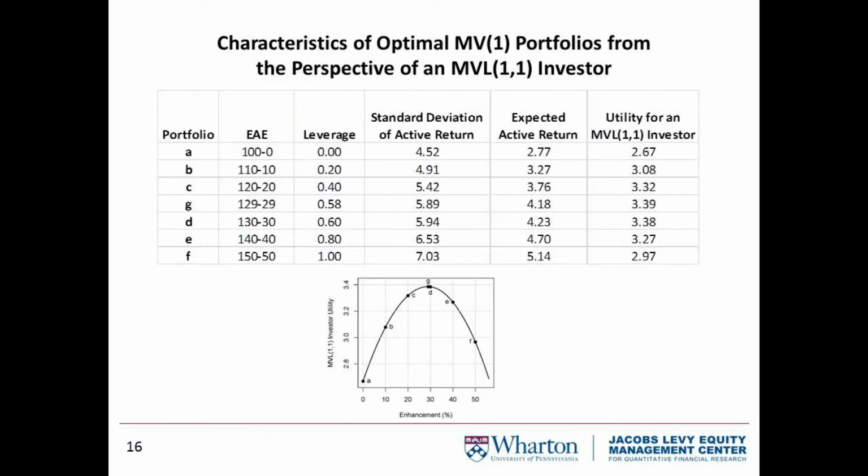Now let's re-examine the characteristics of the optimal mean variance portfolios that Ken spoke about, but from the perspective of this mean variance leverage investor. So what's new in this table compared to the table that Ken showed earlier is the last column on the right. It's the utility for the MVL11 investor. How much happiness do you get from these portfolios A through F? And you can see that for portfolio G, the utility is its highest at 3.39. And this occurs because we've taken into account the investor leverage aversion.